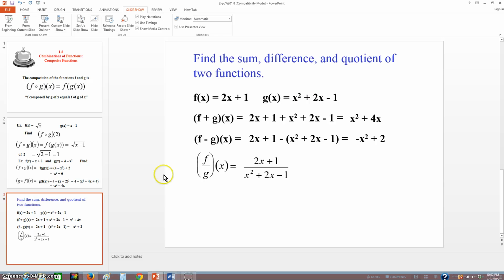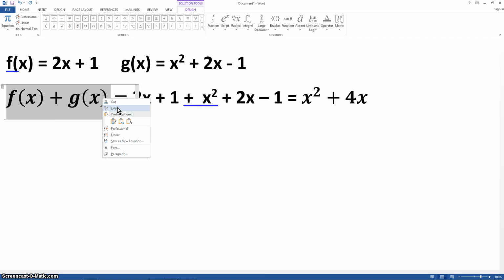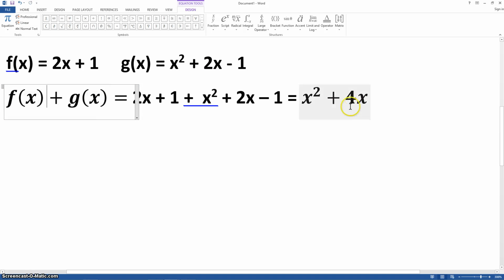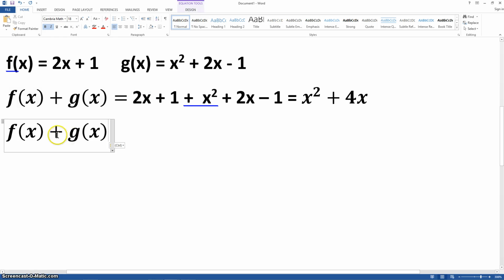Now let's move on to this part, which says f minus g of x. I'm going to rewrite that into something that's a little bit easier for you to read or look at. And that's the exact same way that I did the addition one, but instead of addition, I'm just going to change that plus sign to a minus sign. And again, I'm going to do the exact same thing.